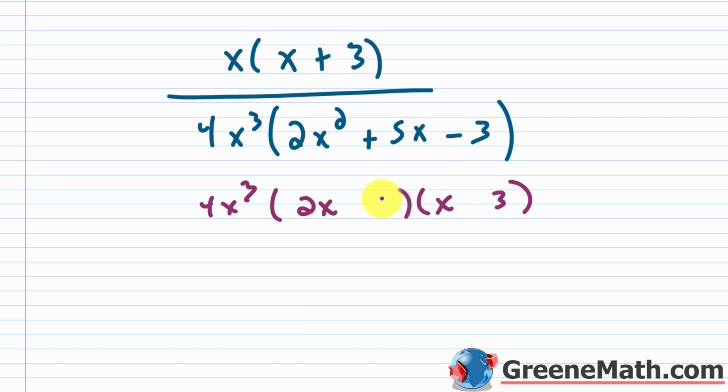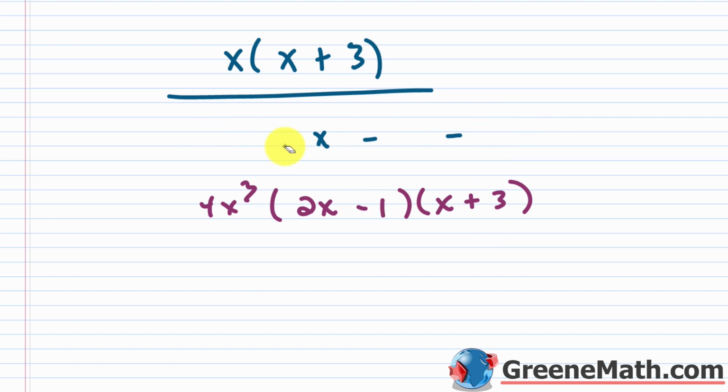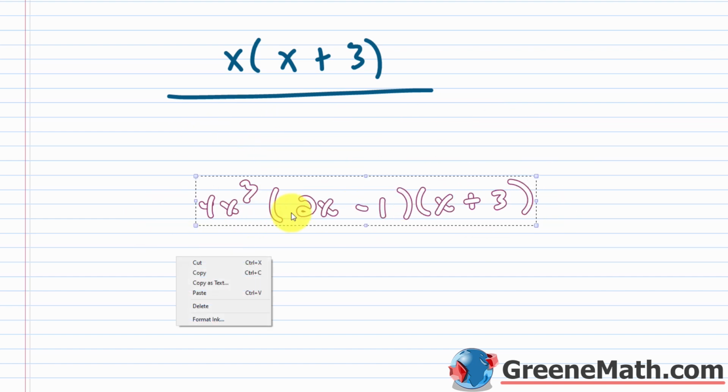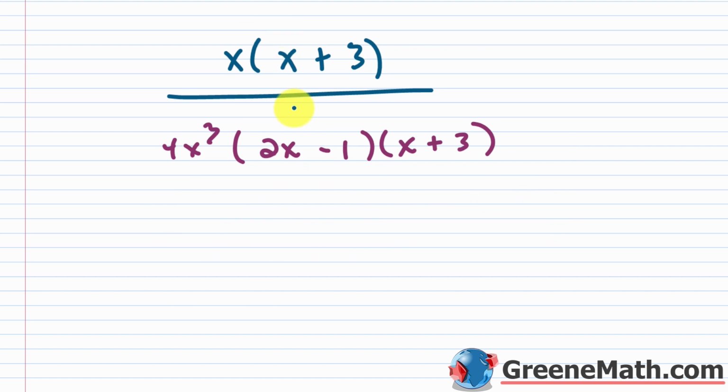So if I put a 3 here and a 1 here, that would be 6 minus 1, which would be 5. So put a plus here and a minus here. Yeah, that will work. So let's go ahead and slide this up here. And let's see what we can cancel.